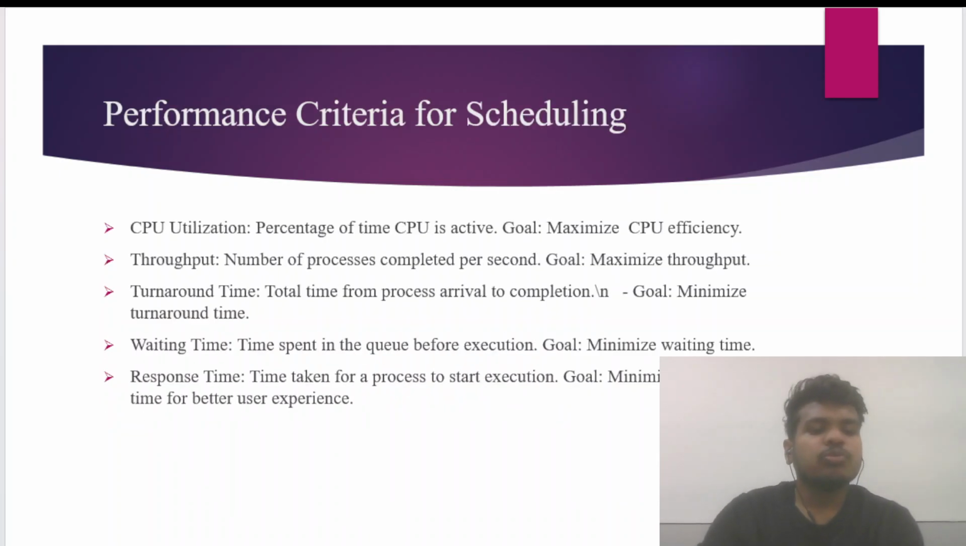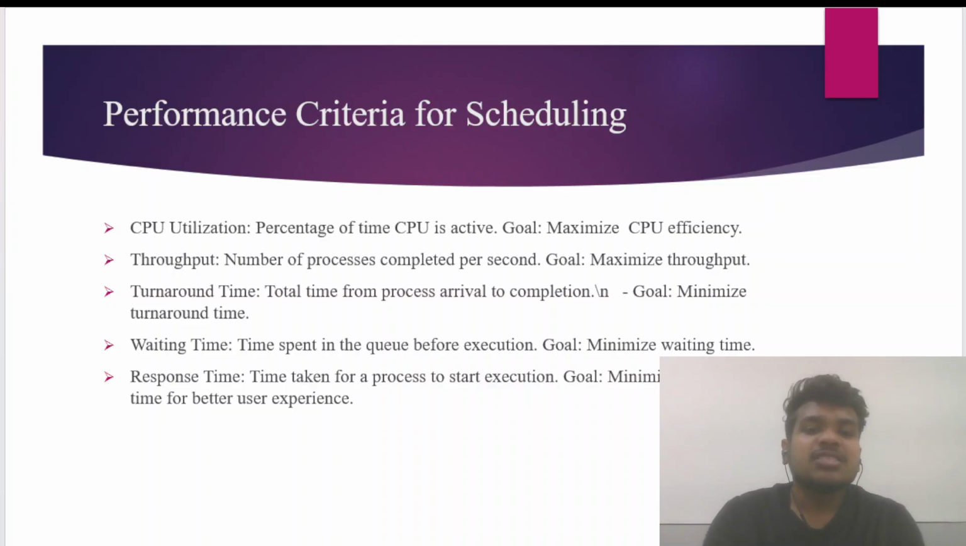Now, we will be moving on to performance criteria. Performance criteria means the criteria on which we can judge the performance of a scheduling algorithm. It tells us whether a scheduling algorithm is good or bad. So we have certain performance criteria.